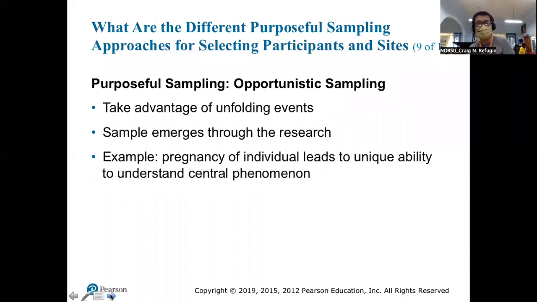Opportunistic sampling. Take advantage of unfolding events. The sample emerges through the research process. So, for example, the pregnancy of an individual leads to a unique ability to understand the central phenomena. So we say opportunistic sampling design, you can do that if you have some literature in terms of research findings.